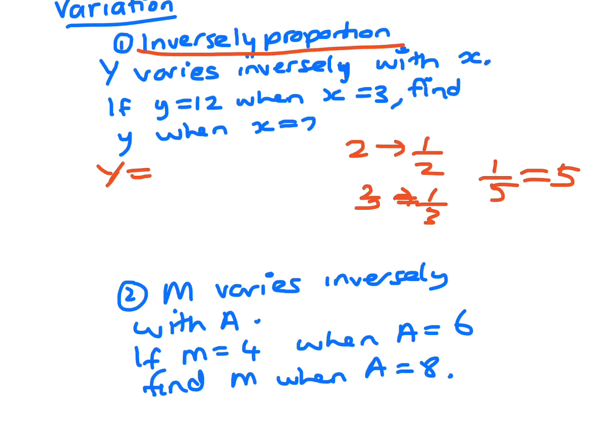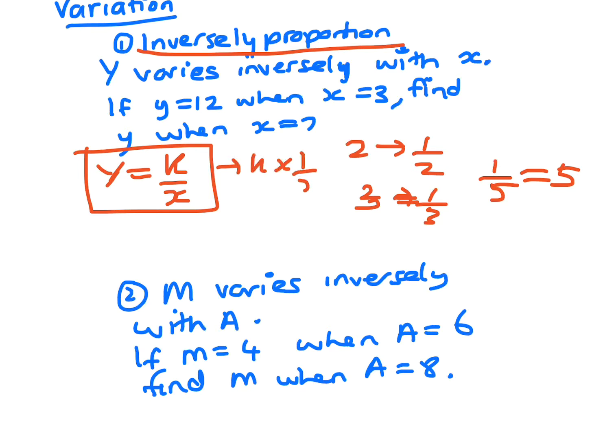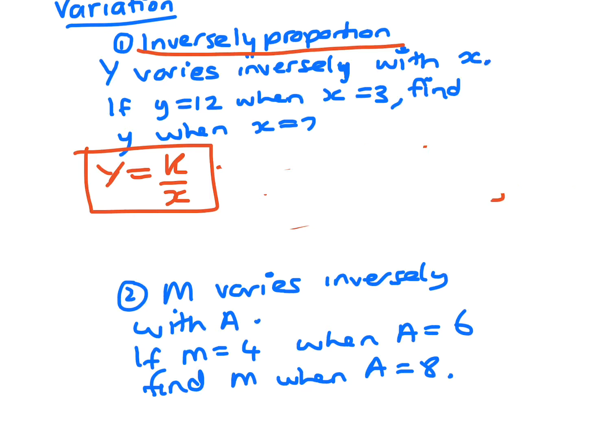So if y varies inversely with x, then y will equal k over x. Or it's like having k times 1 on x, which is the same as k times 1 is k, 1 times x is x. Okay, so basically, if y varies inversely with x, that's your starting formula.